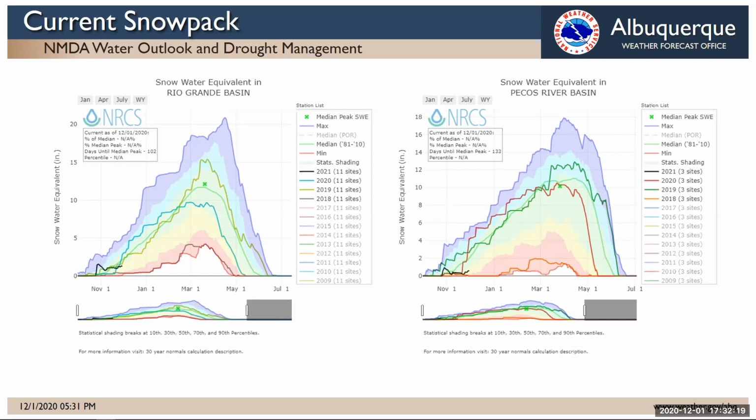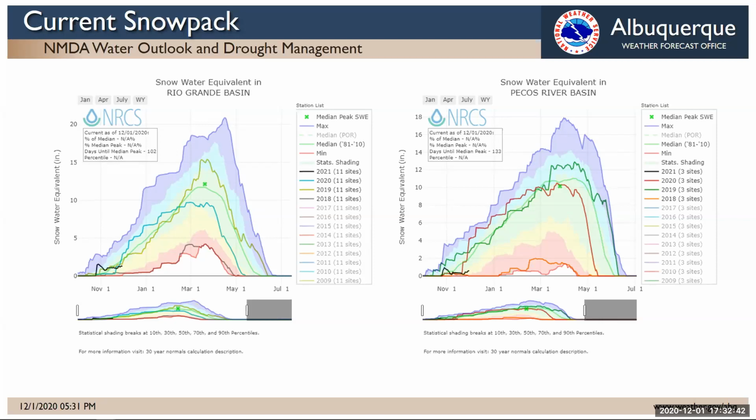That's not going to matter to the management decisions, and to be clear, those are management decisions on the Pecos, that the Interstate Stream Commission, U.S. Bureau of Reclamation, and all those other compacts are part of. So when we do the stream flow forecast, which is not what I'm showing here, this is purely the snow that was in the headwater.